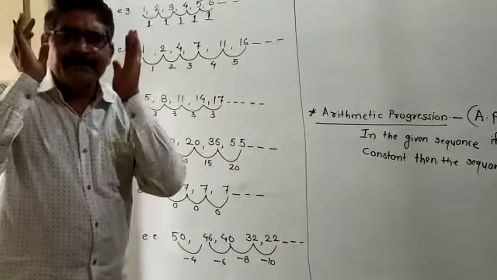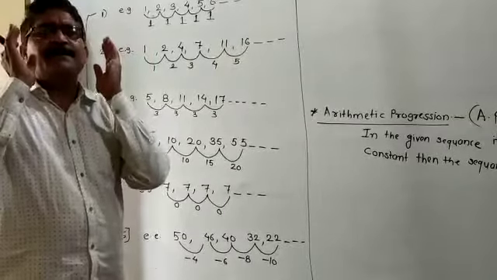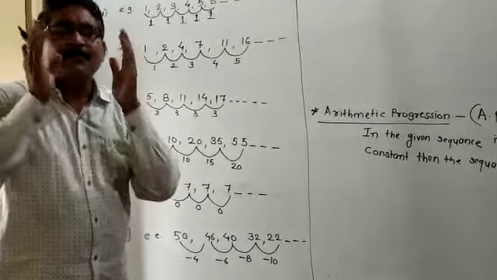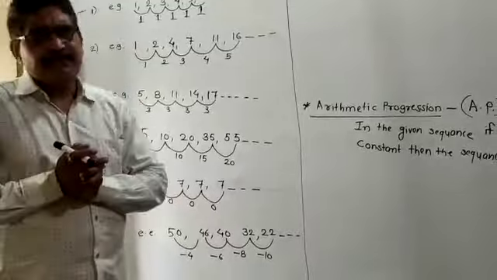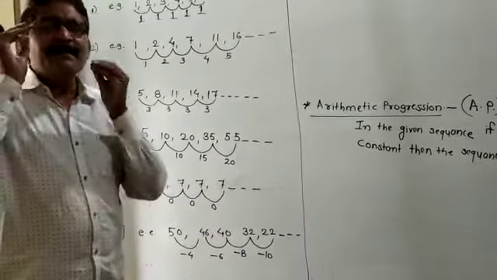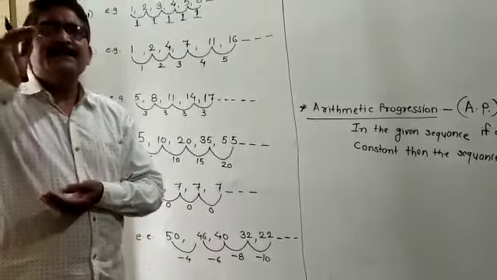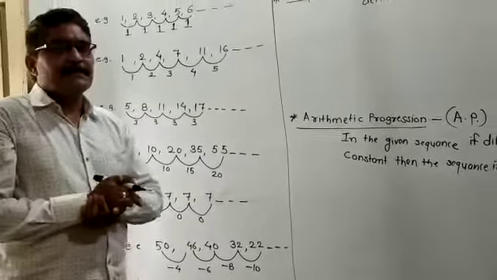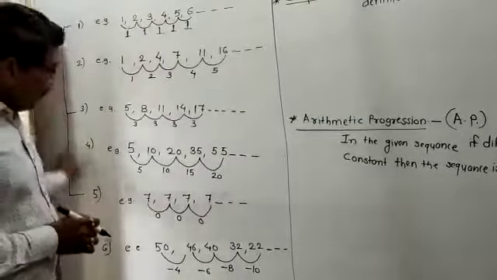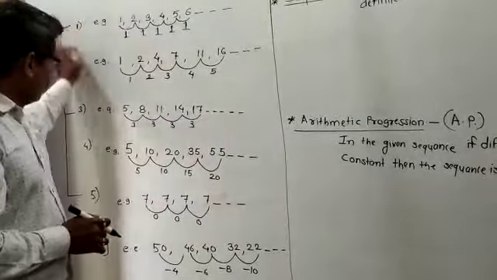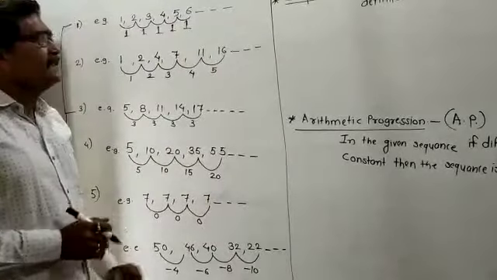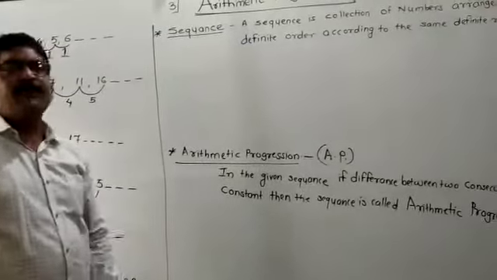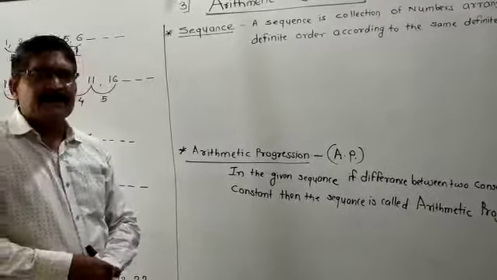Though the difference between two consecutive terms is the same, or though it is not the same, whatever the sequence, the terms are in a definite order. So all the examples 1, 2, 3, 4, 5, 6 are called a sequence. And what is the definition of a sequence? That you have to see.